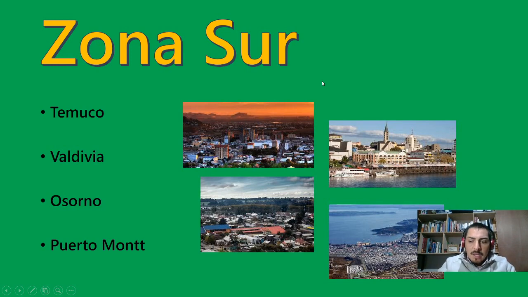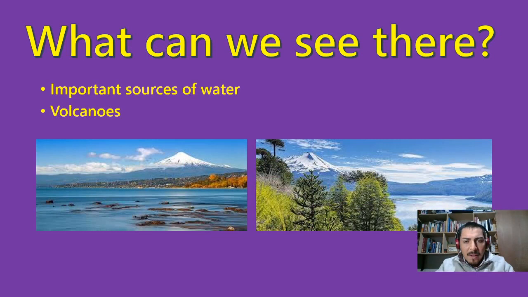Beautiful cities. And the people who live there, what do they see every day? Well, they see this. Very important sources of water, such as rivers, lakes, of course, oceans as well, Pacific Ocean, and volcanoes. And because of that, we get beautiful cities, beautiful national parks as well.